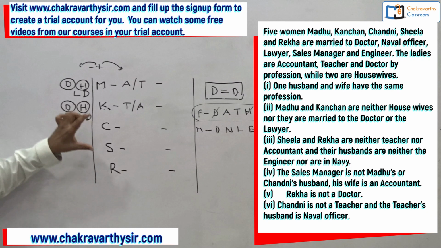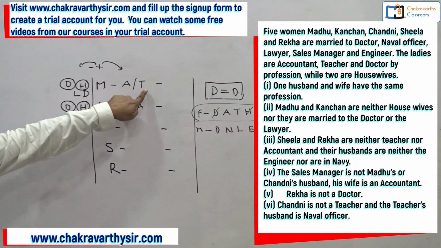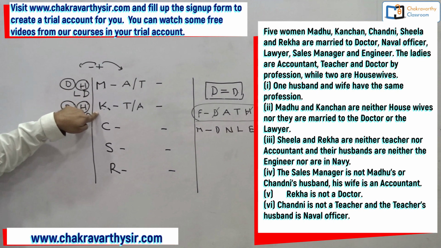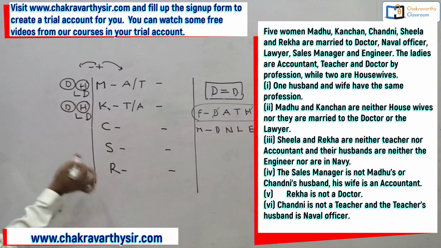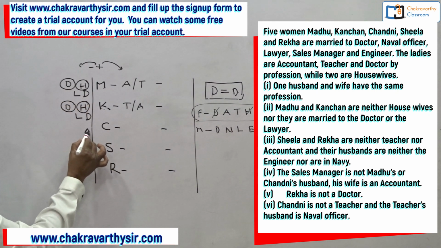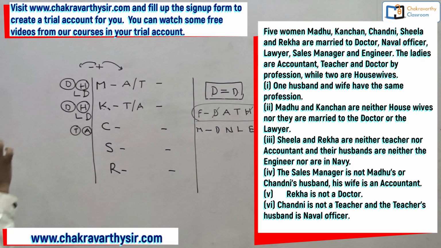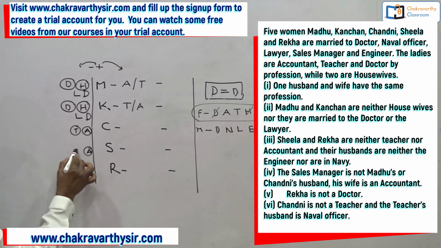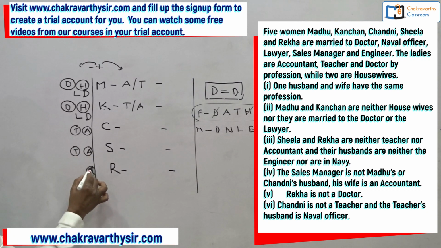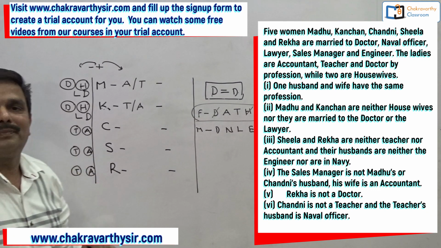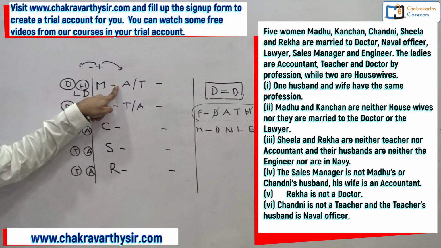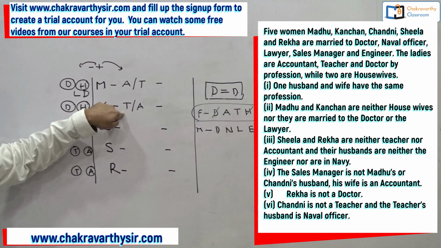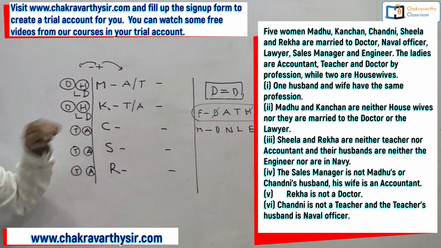One more meaning for this one is accountant and teacher must be accommodated for these two only. That means the remaining three ladies cannot be accountants or teachers. Here also Sheila cannot be accountant or teacher. Rekha cannot be accountant or teacher. Because accountant and teacher, only these two places are left out, mutually that can be distributed.